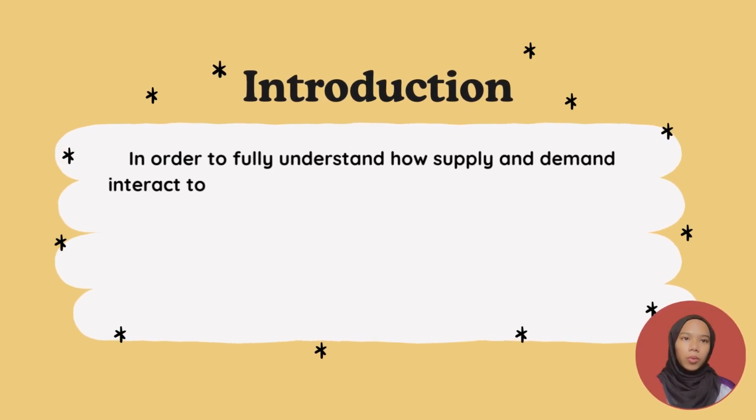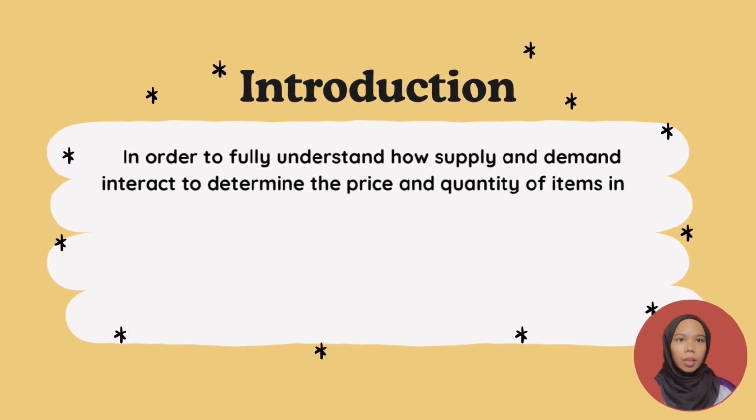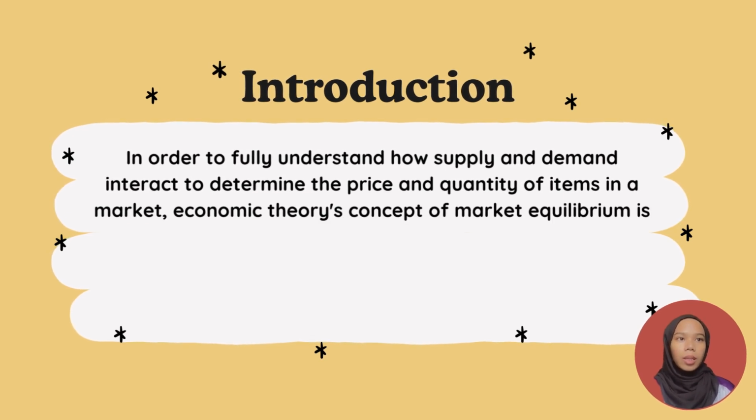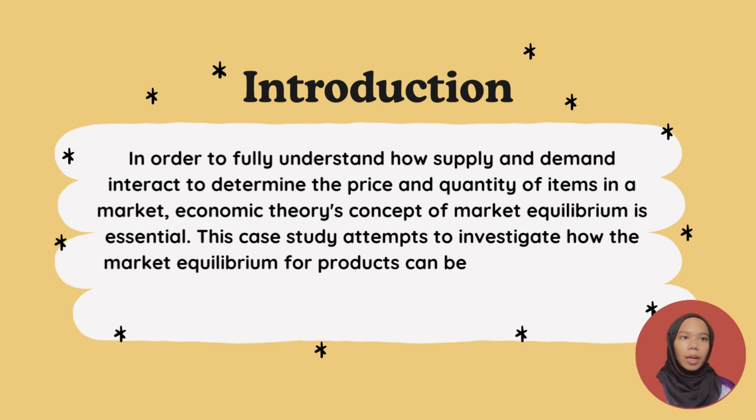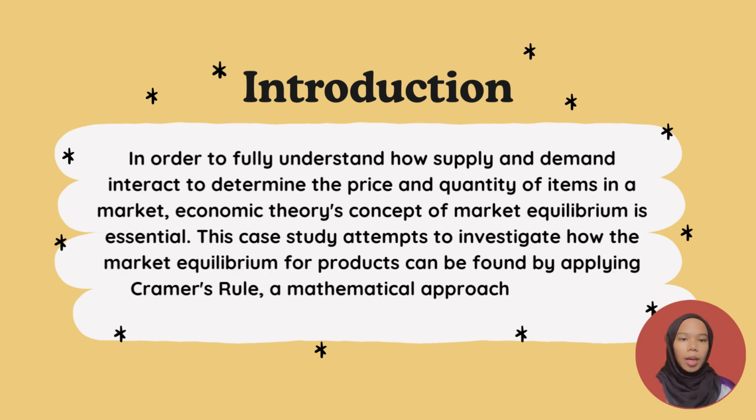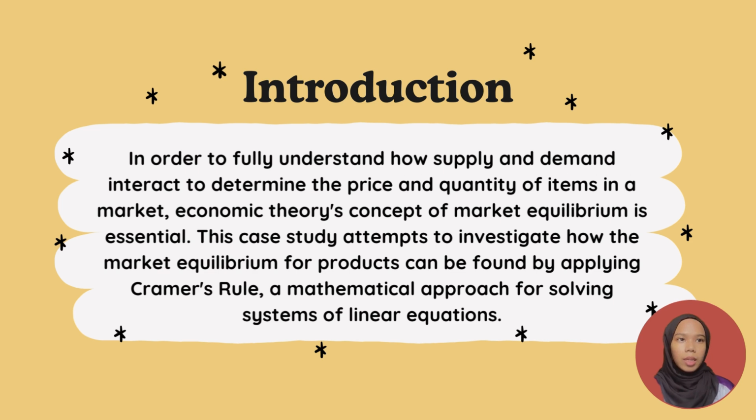Case study 1. Introduction. In order to fully understand how supply and demand interact to determine the price and quantity of items in a market, the economic theory concept of market equilibrium is essential. This case study attempts to investigate how the market equilibrium for products can be found by applying Cramer's rule, a mathematical approach for solving systems of linear equations.